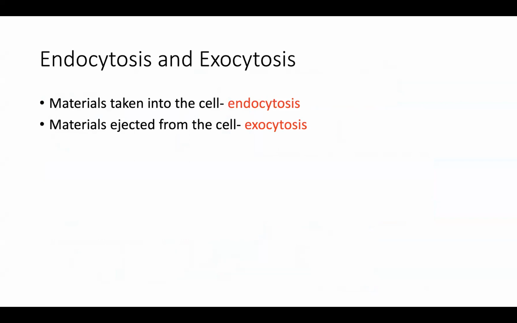Examples of active transport: endocytosis and exocytosis. Write these terms down. You've certainly heard of them before. Endocytosis is where materials are taken into the cell. It's kind of like cell eating. Exocytosis is where materials are ejected from the cell. So waste products, broken down products, and degraded products are going to be released or ejected from the cell by way of exocytosis.